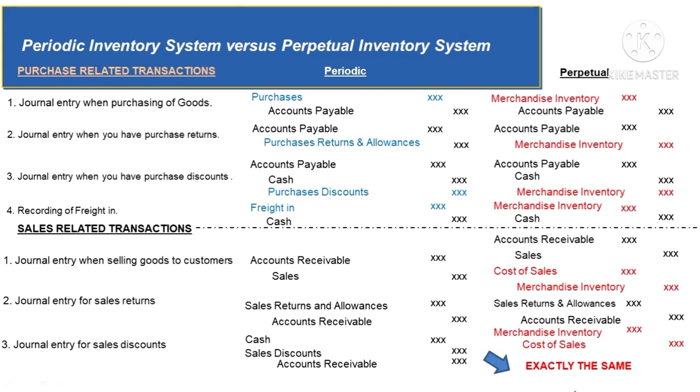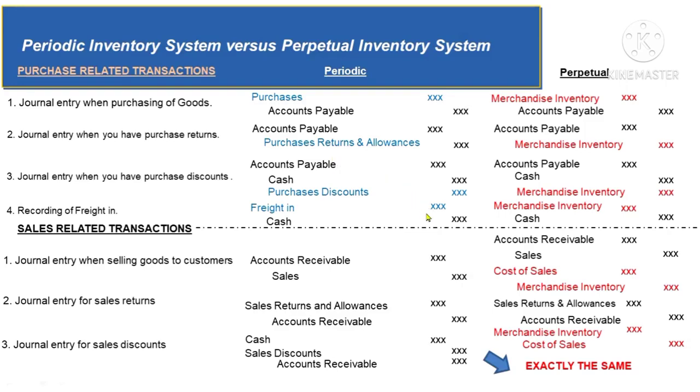So that's it. Now, let's summarize again the differences between the periodic versus the perpetual inventory system. Under the perpetual inventory system, instead of using the purchase returns and allowances, purchase discounts, and freight in, you should use the merchandise inventory account.